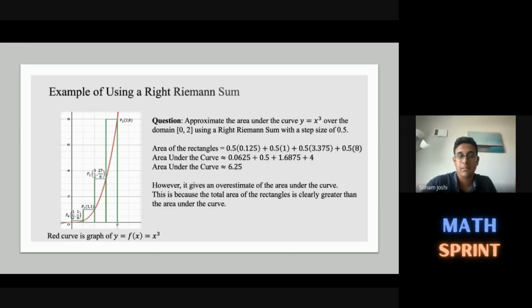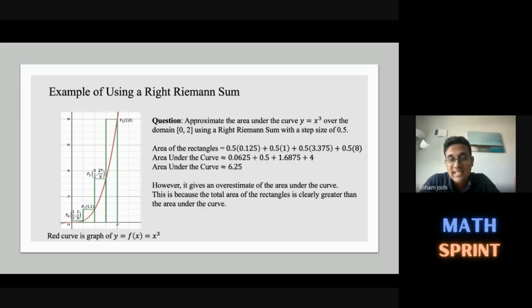Okay, so here's a sample problem. We need to approximate the area under a curve with the equation y is equal to x cubed. That is the area of the region bounded by the curve, the positive x-axis, and the vertical line x is equal to 2. The problem requires us to use a right Riemann sum with a step size of 0.5.